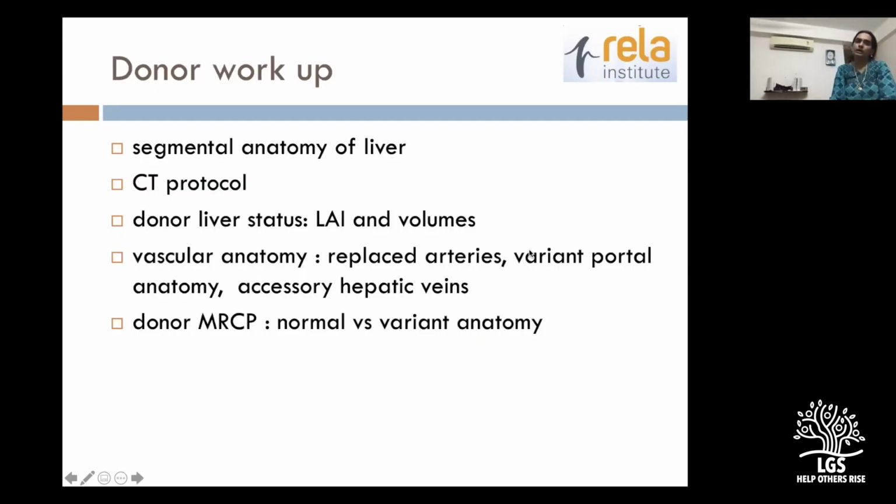Okay, coming to the donor workup. Since it was quite extensively discussed in the last talk by Dr. Rajesh Rajalingam, I shall briefly talk about the segmental anatomy and how we calculate the volumetry.